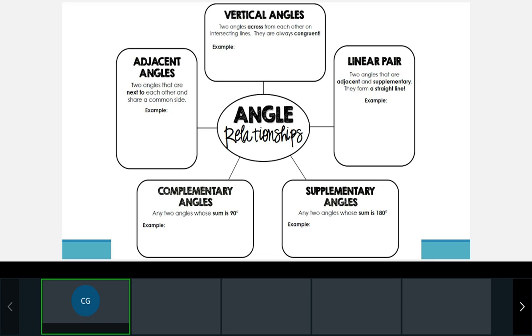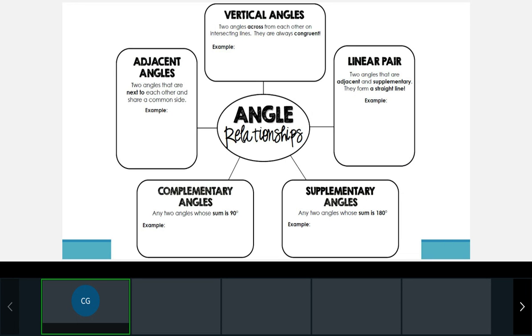All right. So on your screen, you see 5 different angle relationships. These are angle relationships that I'm told you have learned before in the past. If you haven't learned them in the past, that's okay. I'm here to teach you right now. If you have learned them in the past, hopefully this feels like a review.